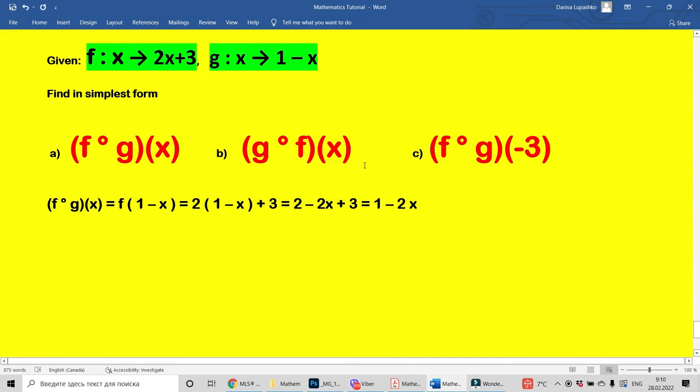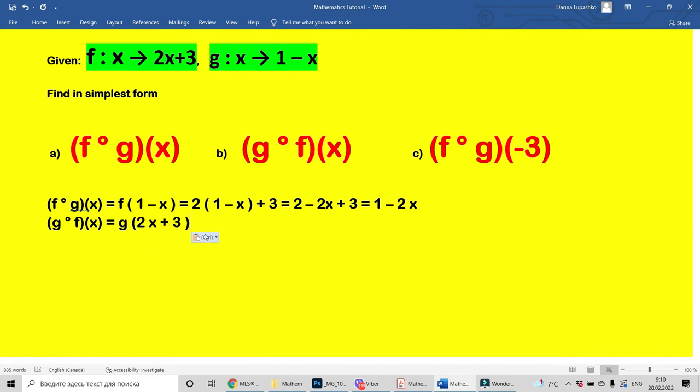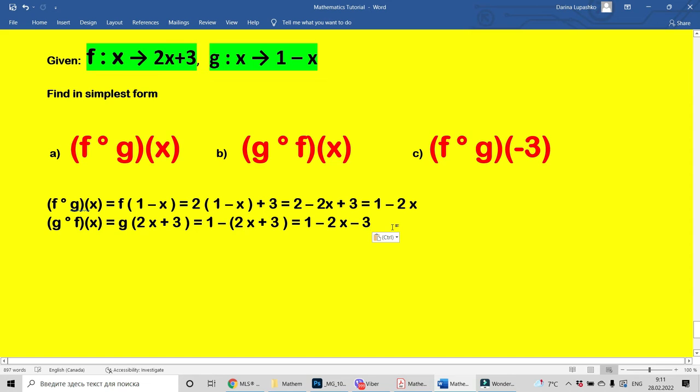Now function g following f. So firstly we have to use function f for x, and then to the result we have to use function g. 2x plus 3 first and then g. G is 1 minus x. Instead of x, we'll put 2x plus 3. It will be 1 minus (2x plus 3), which equals 1 minus 2x minus 3. Let's simplify. It will be minus 2 minus 2x. This is our g following f, and now we have to find f following g of minus 3.